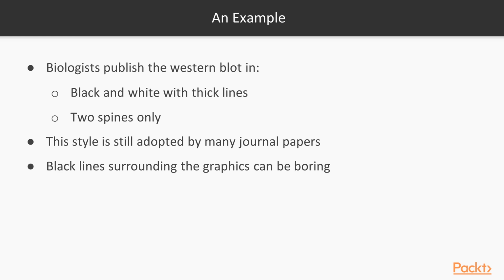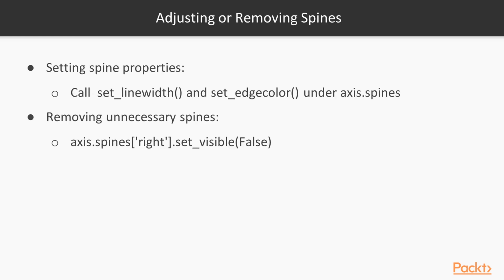Meanwhile, users such as news editors and marketing speakers may also find it too boring to have black lines surrounding their graphics. Let's jump in and learn how to adjust or remove spines. Spine properties can be set by calling different functions such as set_linewidth and set_edgecolor under ax.spines. To remove unnecessary spines, let's say the right spine, we can use the ax.spines.set_visible function with a Boolean value.